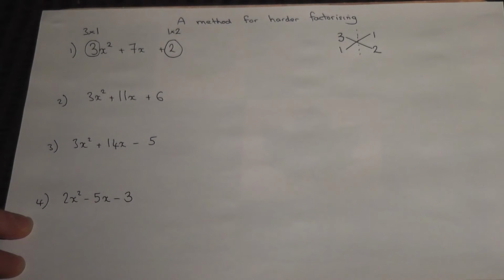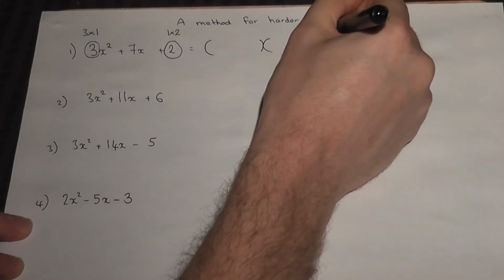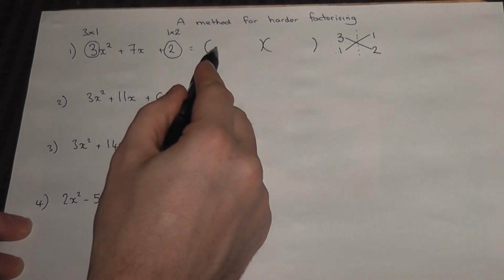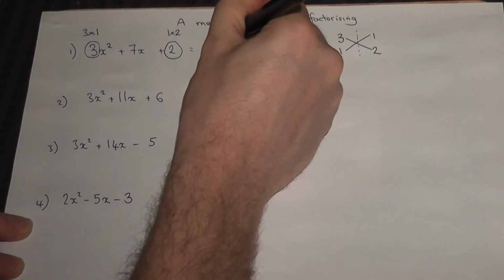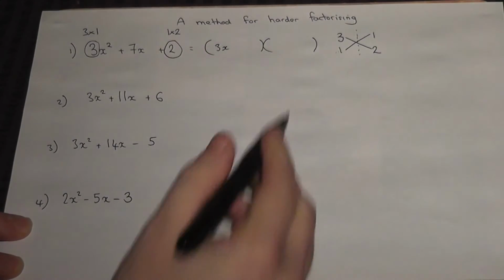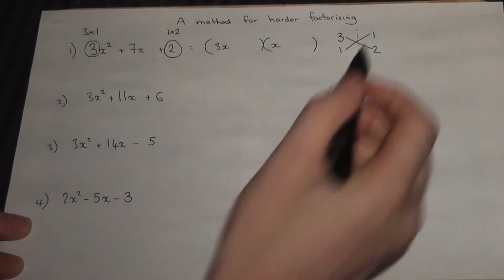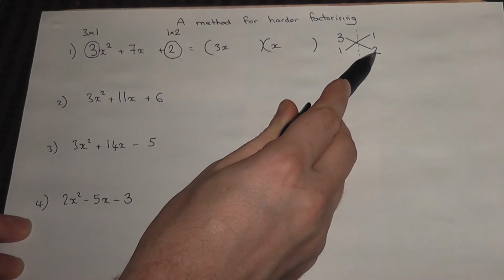So to make the brackets, to actually factorise it, we put our two brackets down. Now, the first column tells us the x. So 3x for the first bracket and 1x for the second bracket. And this tells us that the 3 gets timesed by a 2.